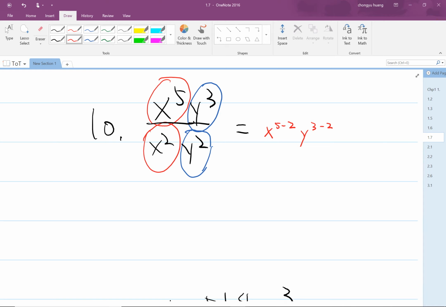Okay, so you always remember, you are always using the number at the top minus the number at the bottom, right? So here the number at the top is 5, so 5 minus 2 for x is 3, and then for y, 3 minus 2 is equal to 1, right? So we just leave the answer in the simplest form. So it's x to the power 3 y, right?